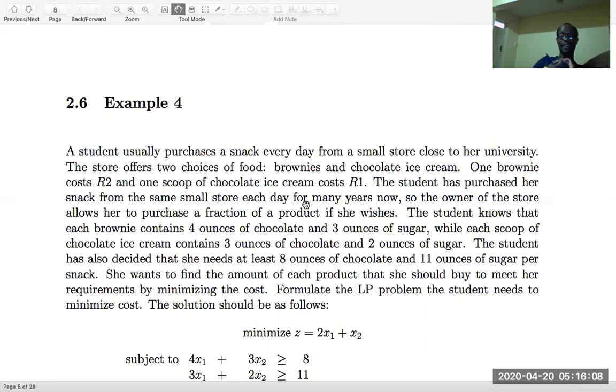1 brownie costs 2 rand, and 1 scoop of chocolate ice cream costs 1 rand. The student has purchased her snacks from the same store each day for many years now.